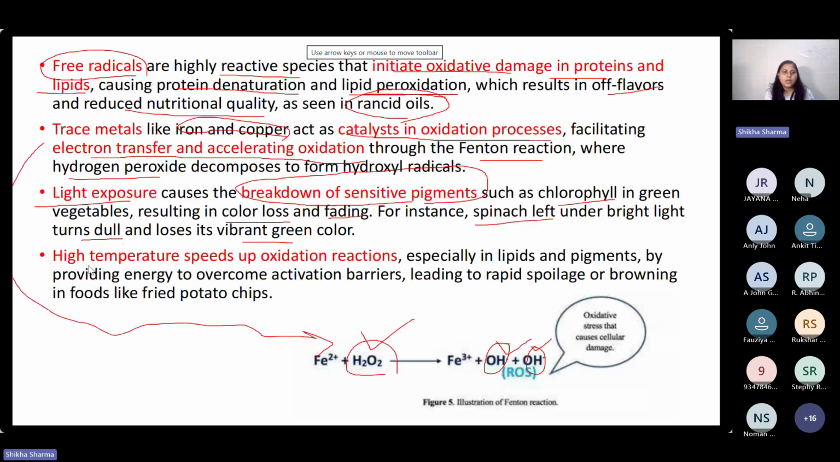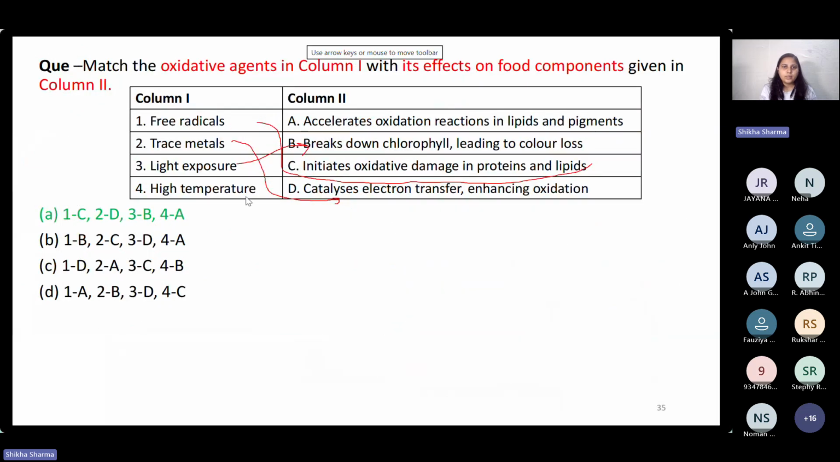Then fourth, high temperature speeds up oxidation reactions. At high temperature, the lipids and pigments get the energy to overcome the activation barrier, and that way spoilage or browning reactions can proceed, like in fried potato chips. So high temperature accelerates oxidation in lipids and pigments. So answer A is correct here.